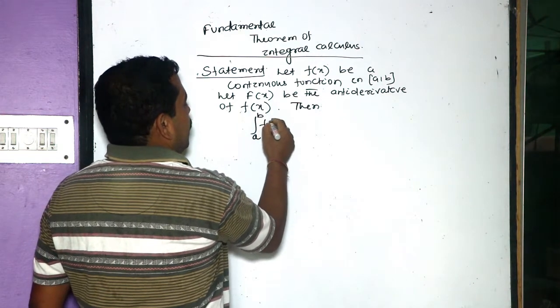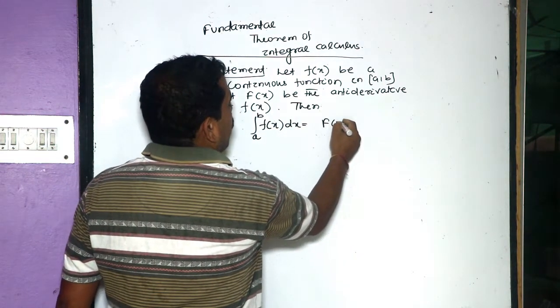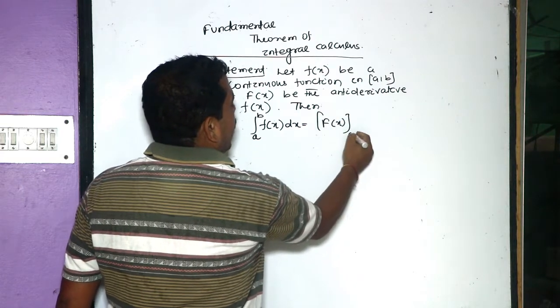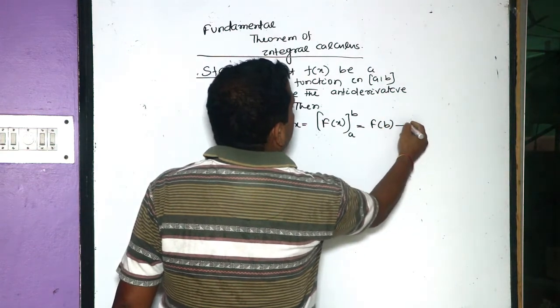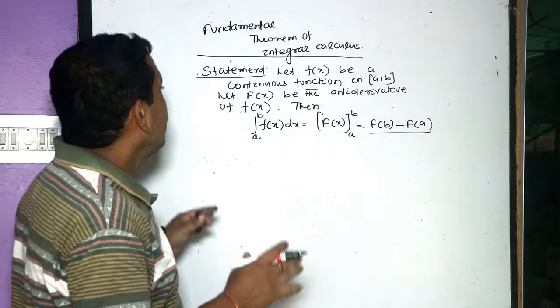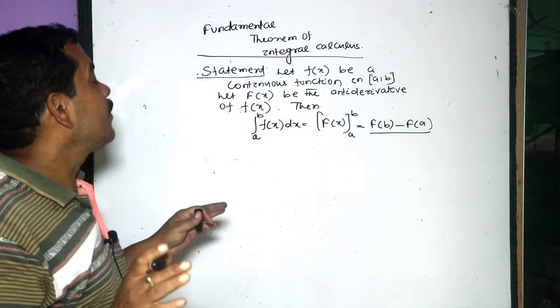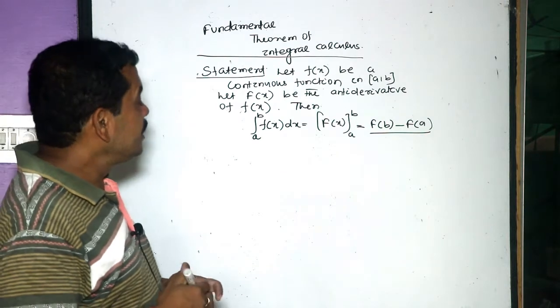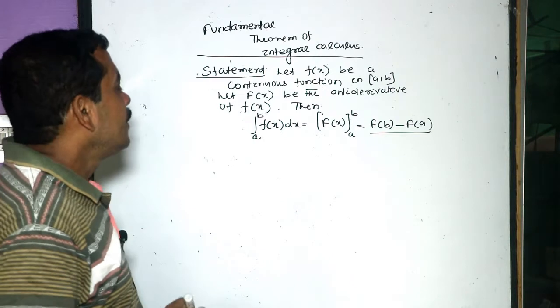the integral from a to b of f of x dx equals capital F of x from a to b, which is equal to capital F of b minus capital F of a. This is the statement of the fundamental theorem of integral calculus. By using this, we can evaluate the integration.